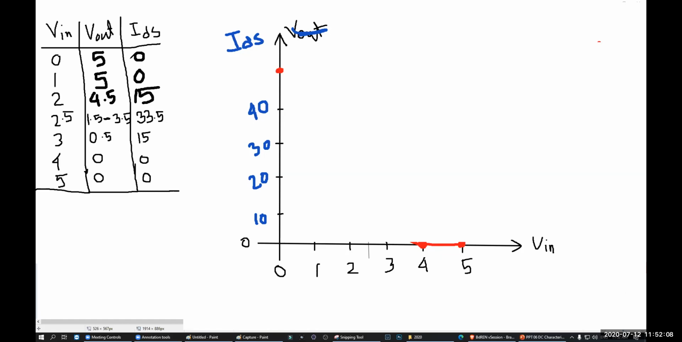For 0, the current is 0 here. For 1, the current is 0 here. For 2, the current is 15. Where is 15? Here is 10. Here is 20. Here is 15. For 2.5, let's come later. For 3, the current is 15. For 4, the current is 0. For 5, the current is 0. For 2.5, the current is 33.5. Here is 20. Here is 30. There is 40. There is 35. Here is 33.5.